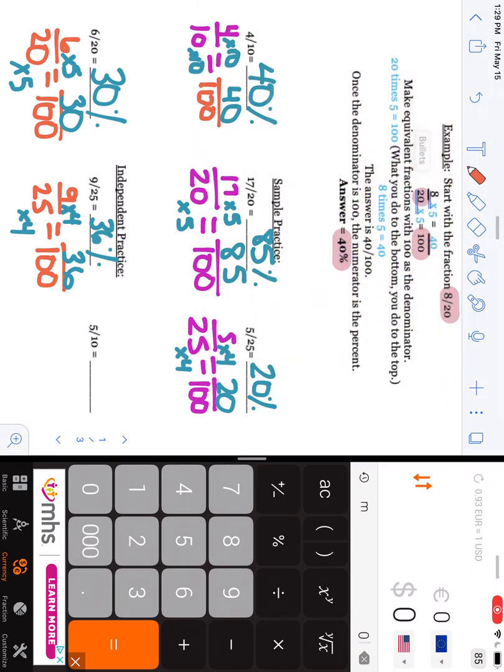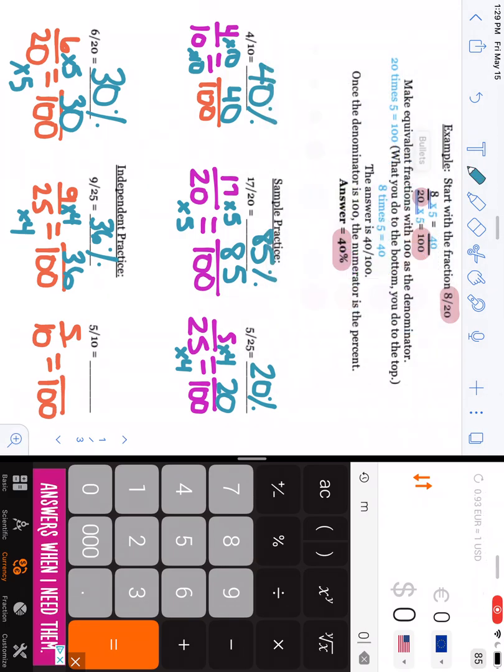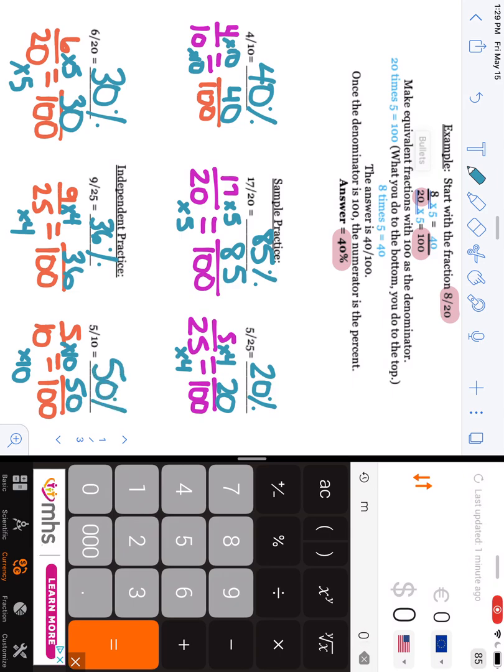Our last independent practice problem is 5/10. We're going to turn that into an equivalent fraction with 100 as the denominator. And how did 10 become 100? By multiplying it by 10. What we do to the bottom, we do to the top. 5 times 10 is 50. So 5/10 is equivalent to 50%.